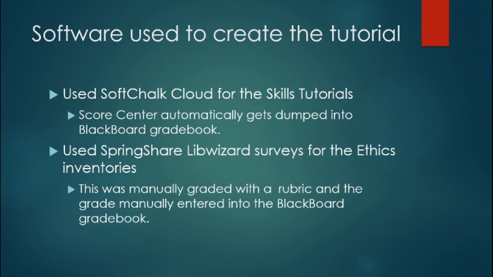We created the tutorial as components, and they're not all in one piece of software. So we've used SoftChalk Cloud for the study skills tutorials, and the main reason we did that was the score center in SoftChalk automatically gets dumped into the Blackboard gradebook. So that makes it automatic for us. And then we also use SpringShare LibWizard surveys for the ethics inventories. We did that because they're simple to write, and we have to grade them manually anyway because we're using a rubric. So once it gets graded manually, then we enter the grade into the Blackboard gradebook.